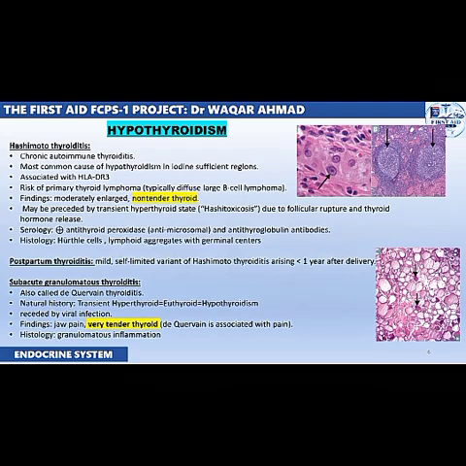Now we are proceeding to those high yield diseases which are very important for your MCQs. The first one is Hashimoto thyroiditis. It is a chronic autoimmune thyroiditis associated with HLA-DR3 and has an increased risk of primary thyroid lymphoma, typically diffuse large B-cell lymphoma. The findings are a moderately enlarged, non-tender thyroid. On serology, you will get positive anti-thyroid peroxidase or anti-microsomal and anti-thyroglobulin antibodies. And on histology, you will get Hurthle cells, which are lymphoid aggregates with germinal centers.